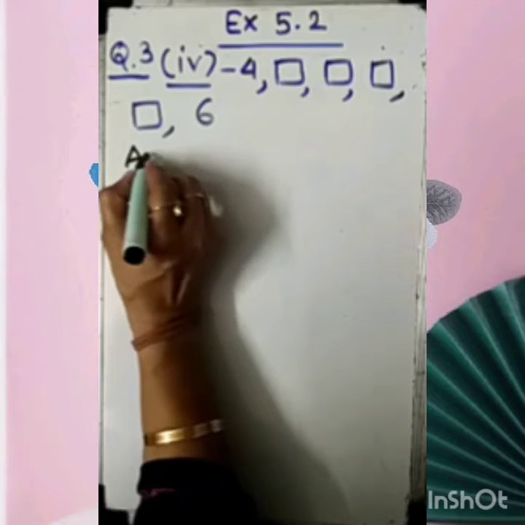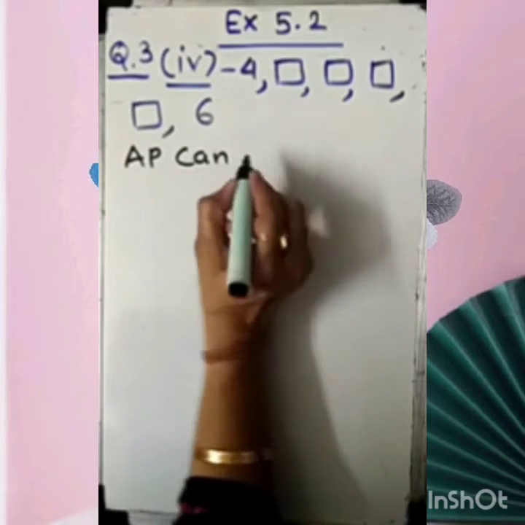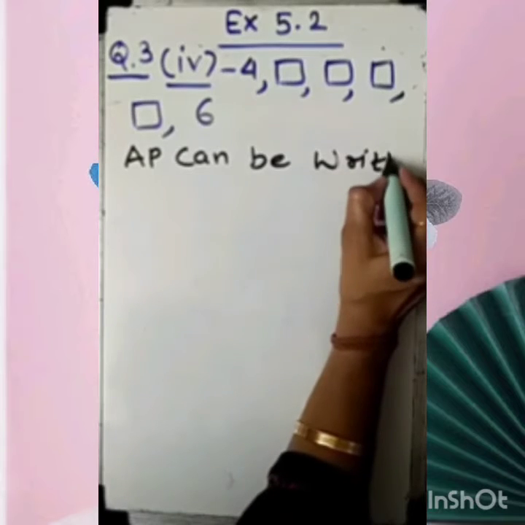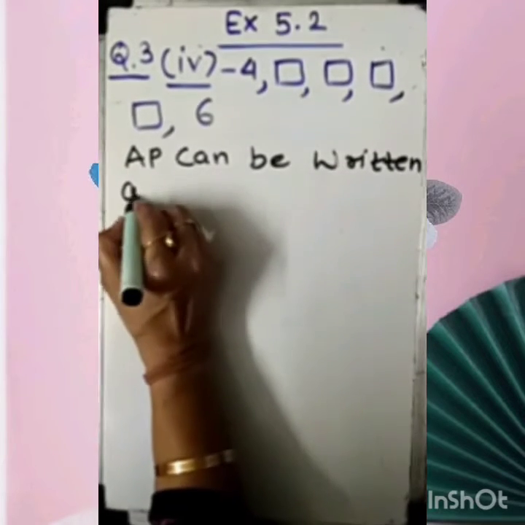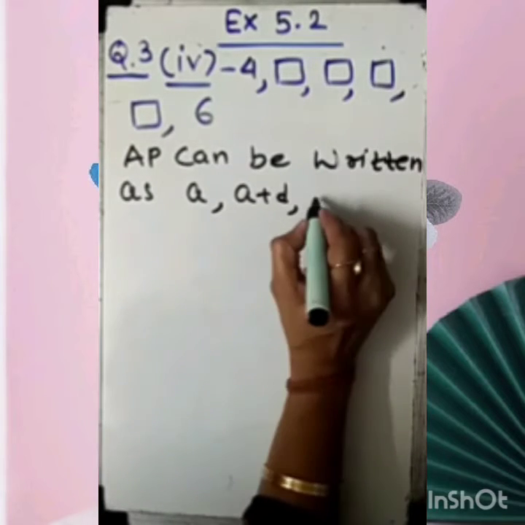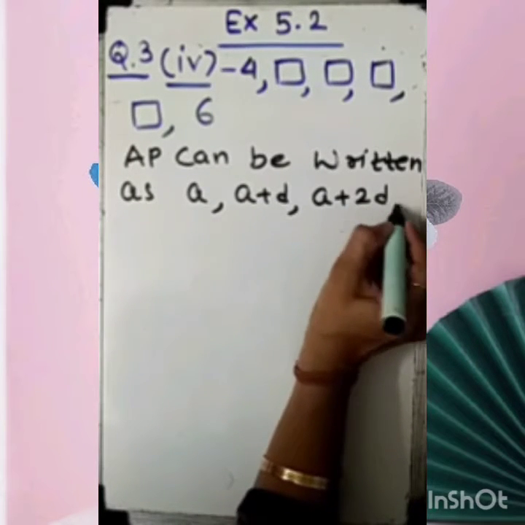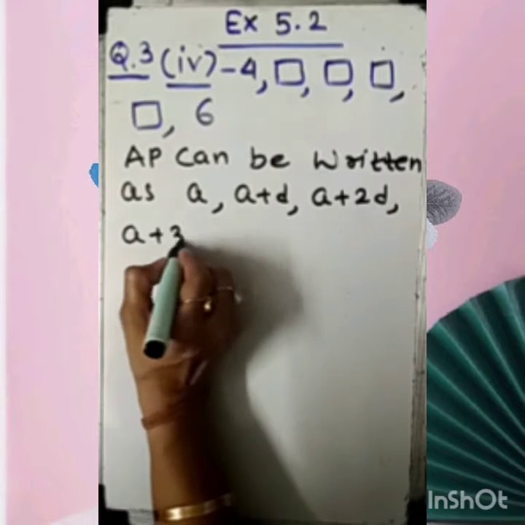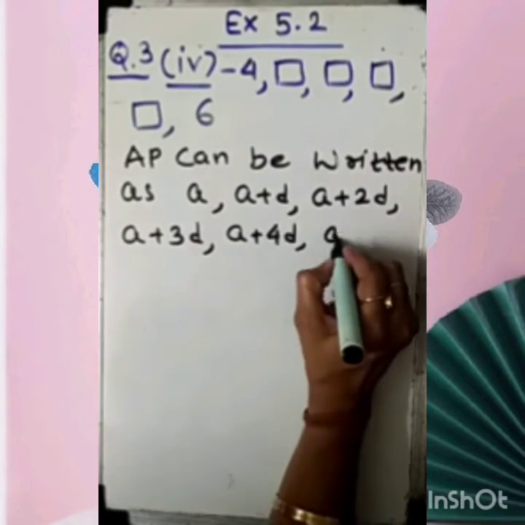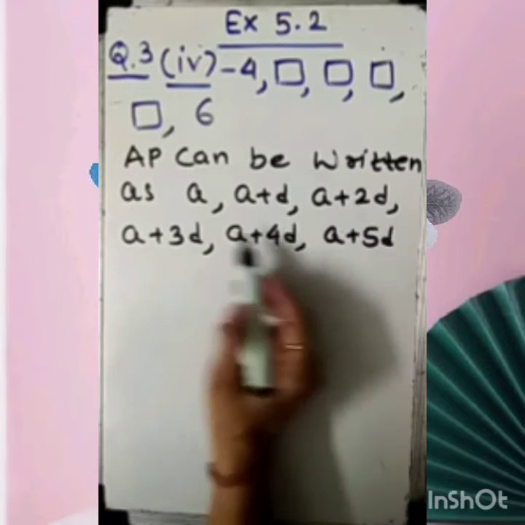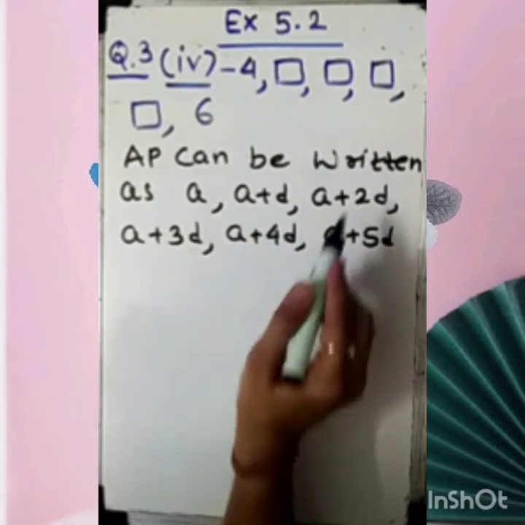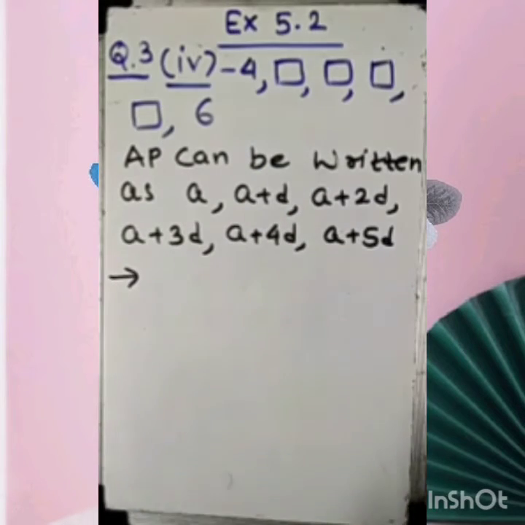AP, arithmetic progression, can be written as: we need to mention here A, then A plus D, then A plus 2D, A plus 3D, A plus 4D and A plus 5D, because total 6 terms are there. Got it? Now one by one let's compare with each one of them.